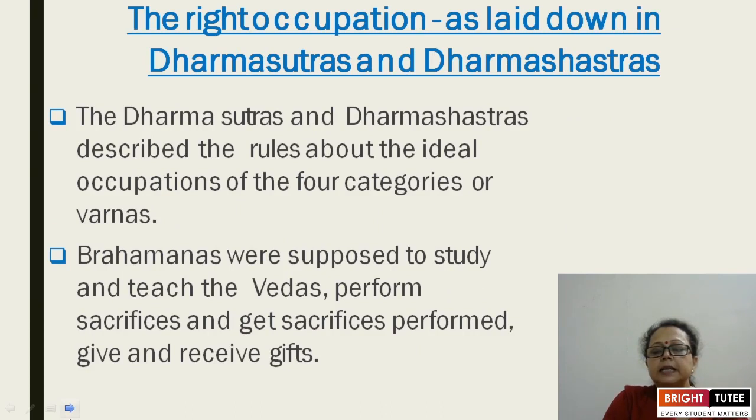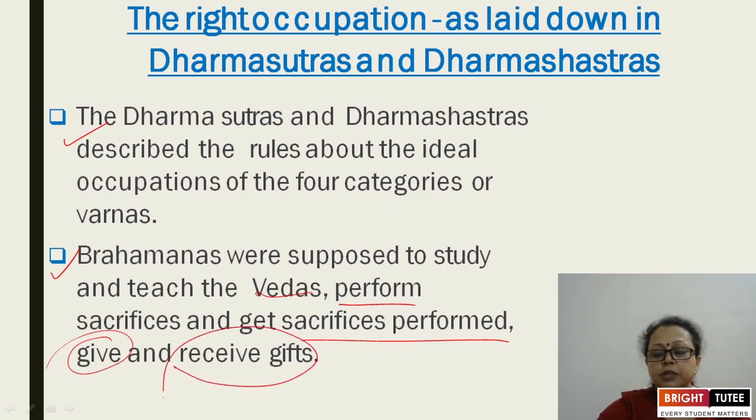The Dharma Sutras and Shastras describe the rules about the ideal occupations of the four categories, or varnas. Brahmins were supposed to study and teach the Vedas. This is the duty performed by Brahmins. They perform sacrifices and get sacrifices performed, and give gifts and receive gifts. So this is the place fixed by the Brahmins for themselves.